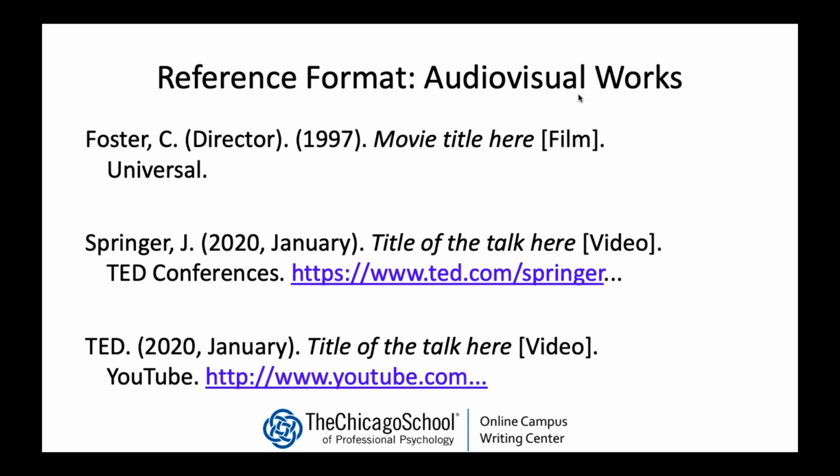So here I've got the title of the talk in italics. I have a square bracket indication of what it was. It was a video, so it wasn't an audio file, for example. Then I have the publisher, TED Conferences, and the URL. The difference here is we're not using retrieved from links, and we're providing a little more information on how recently it was published, like January 2020, for example.